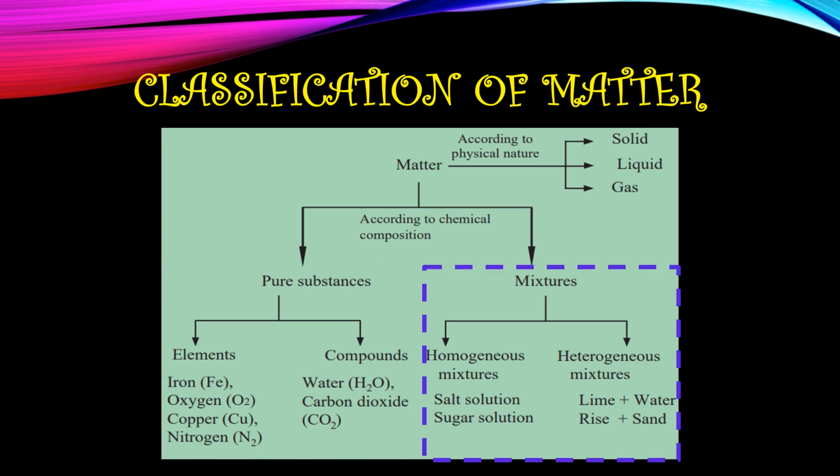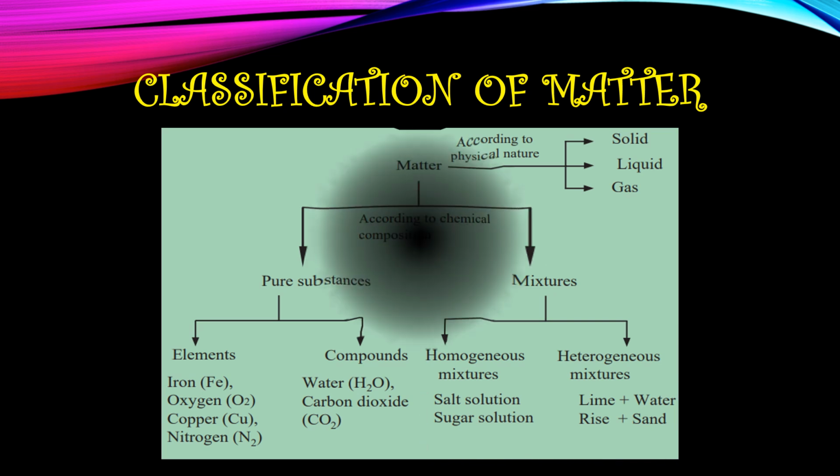Well, mixtures on the other hand can be again classified into two groups as homogeneous mixtures and heterogeneous mixtures based on their composition in a unit volume. Examples for homogeneous mixtures, salt solution, sugar solution, and heterogeneous mixtures, lime water, rice and sand. We'll be discussing about these in detail in future lessons. Alright, now let's get into the atomic structure.